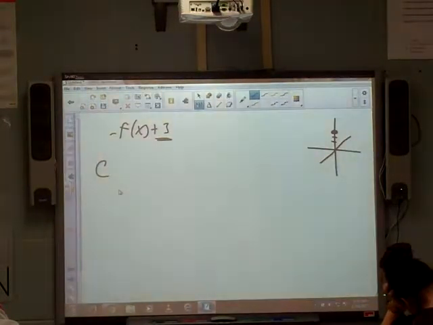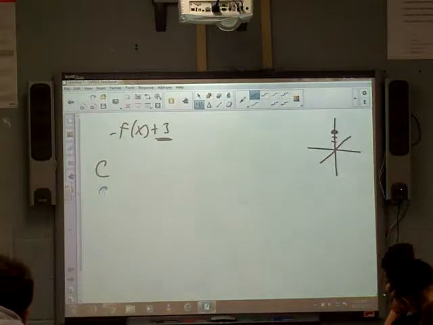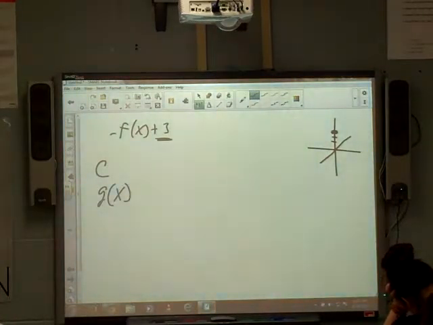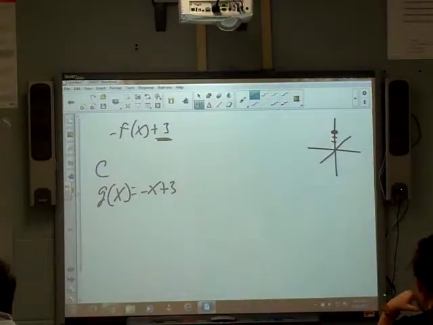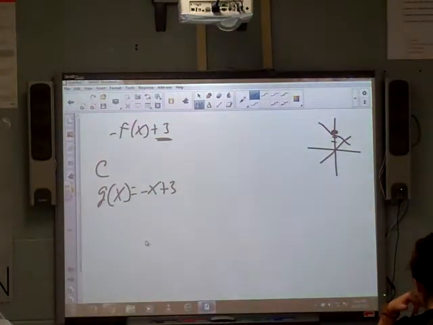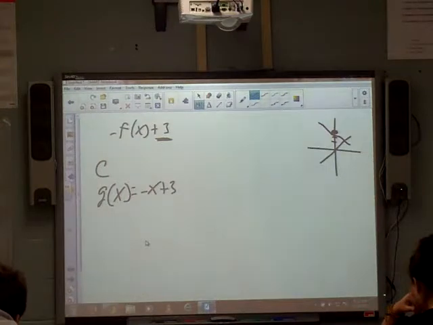Now it wants us to write the rule. And this is easy. All you have to do to write the rule is take out that f of x. So you're going to say g of x equals negative x plus 3. You just make it look normal instead of having an f of x in there. Now, how come on C the line comes like this? Why is it going a different way? Because that negative flipped it. Very good, Chloe. It was multiple choice on number 8. Number 8 goes with choice C.